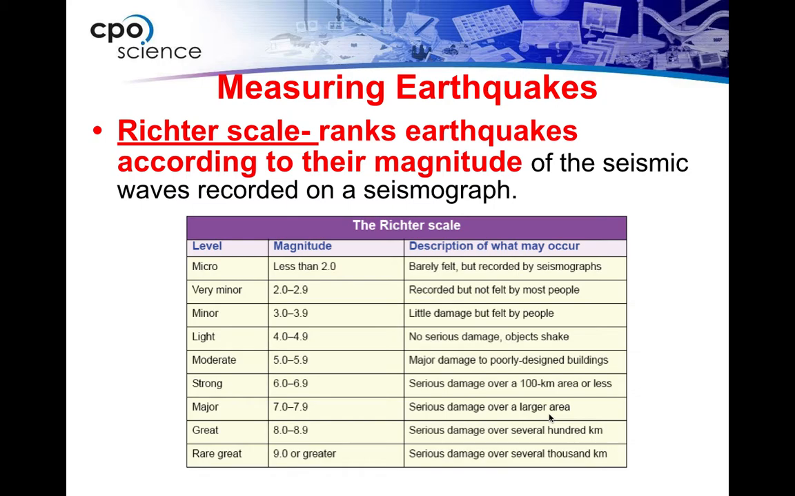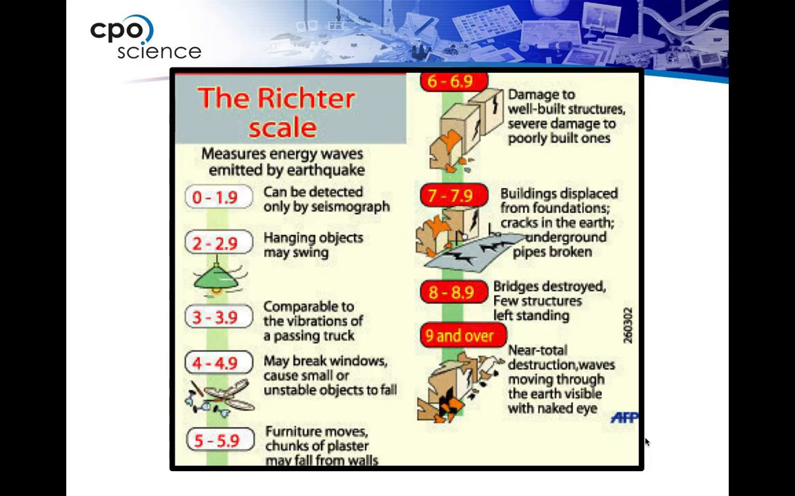So this is the one we're most familiar with. When you hear about earthquakes on the news, most often it's the Richter scale. The Richter scale ranks earthquakes according to their magnitude. You can see it goes from anything less than 2 up to 9 or higher. The smaller the number, the smaller the earthquake, the less damage. As you work your way up here, you can start to see 7, 8, 9. You're starting to get into territory of serious damage over very large areas. So that is the Richter scale.